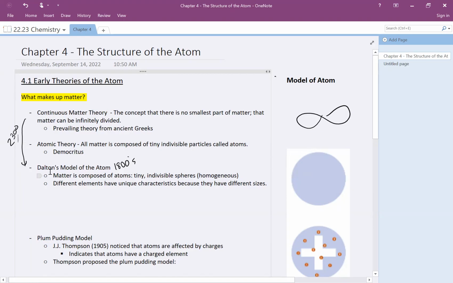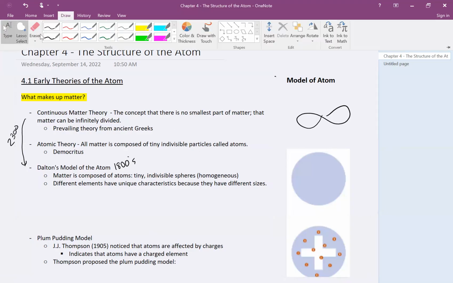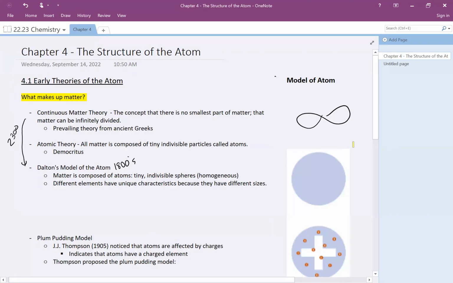Anyway, so John Dalton was a scientist in the 1800s, and he realized that continuous matter theory could not explain why certain things happened. Specifically, Dalton was looking at chemical reactions and the ratios of chemicals involved in those reactions. And he said, basically, continuous matter has no explanation for this. Instead, we've got to look at atomic theory, which happened to be correct. And so over here on the opposite side, I have Dalton's model of the atom. And this one is very simple.